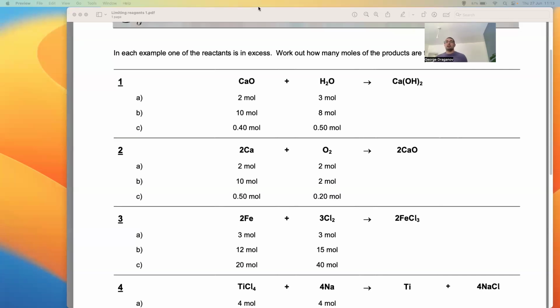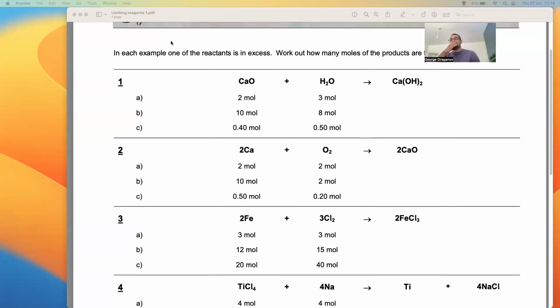Right. Today's lesson, we're going to look at limiting reagents. Now, the word reagent essentially means reactant. So a limiting reactant is one which will ultimately affect how much product you can actually form. Theoretically, you could have two reactants that are in perfect proportion to each other. Then there will be no limiting reactant, no excess.